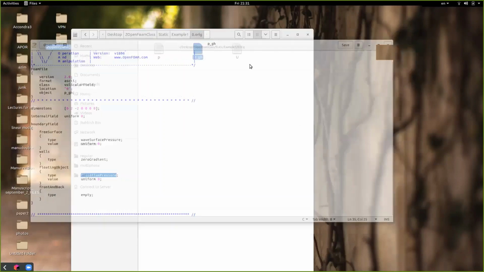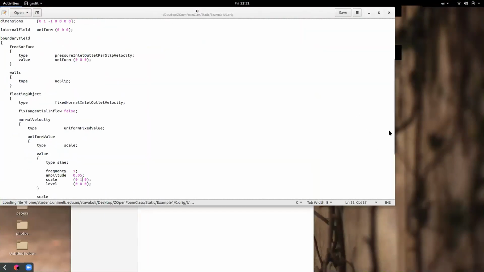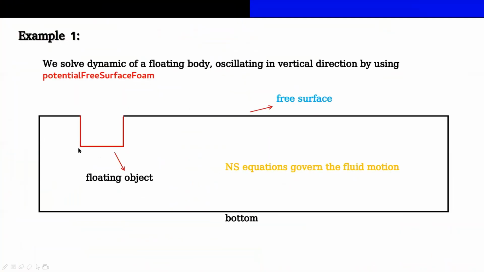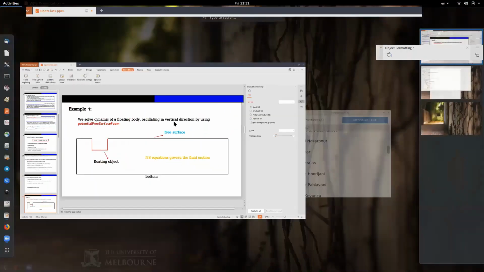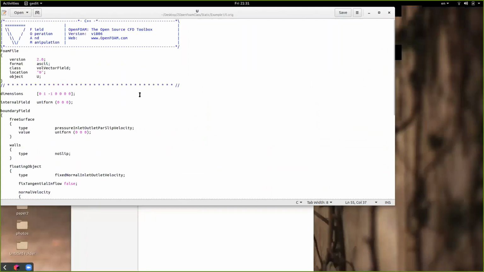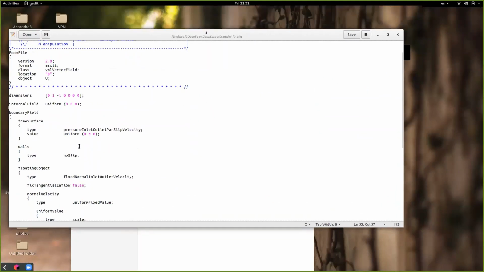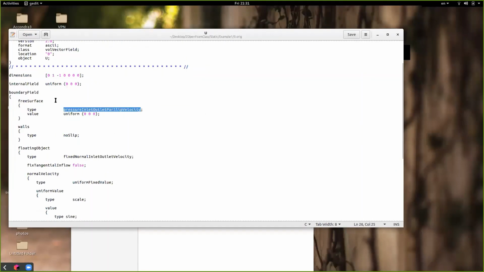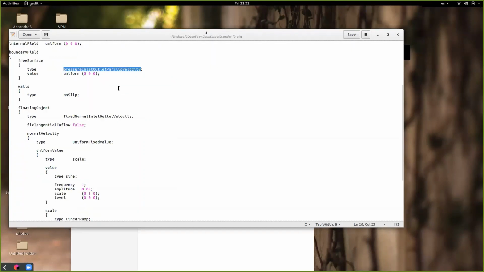And let's have a look at the velocity field. So let's go back to here. I told you that for the case of the problem, we want the floating object to have oscillation in the vertical direction. But how can we do it? It's very simple. So if we come here for the case of the velocity field, again we have got the specific boundary condition for the free surface, which gives no shear stresses on the free surface. We can't have any shear stress on the free surface, and no normal stress. I'm sorry.